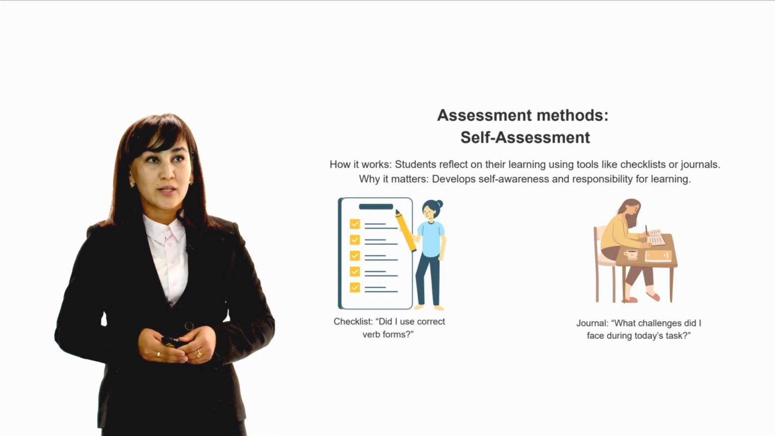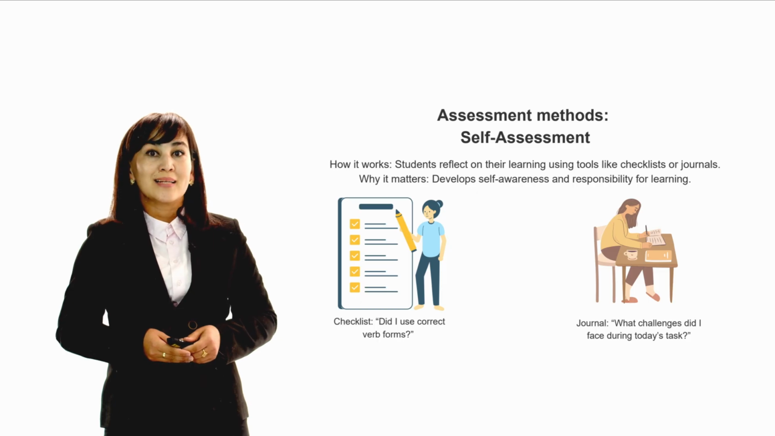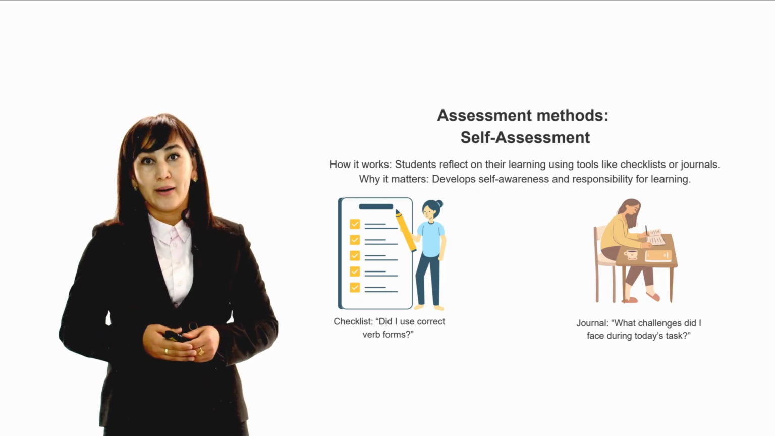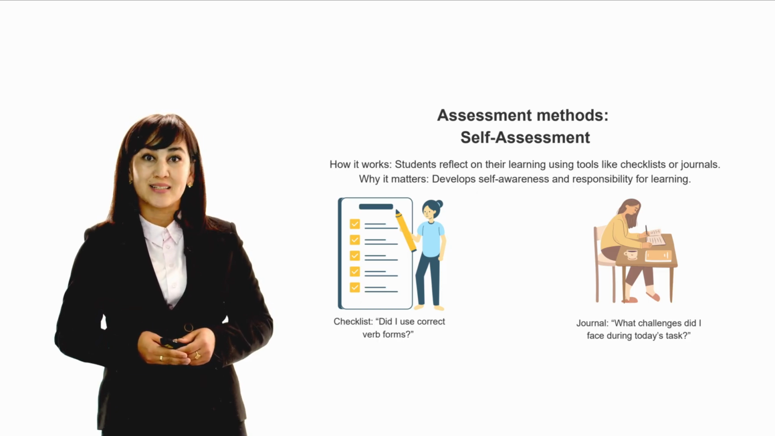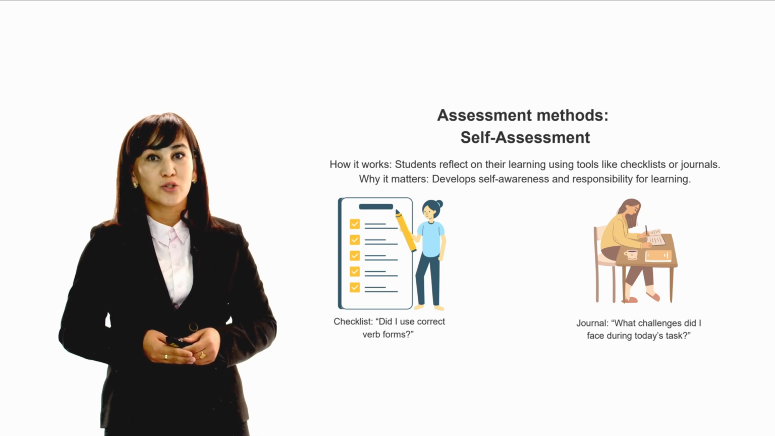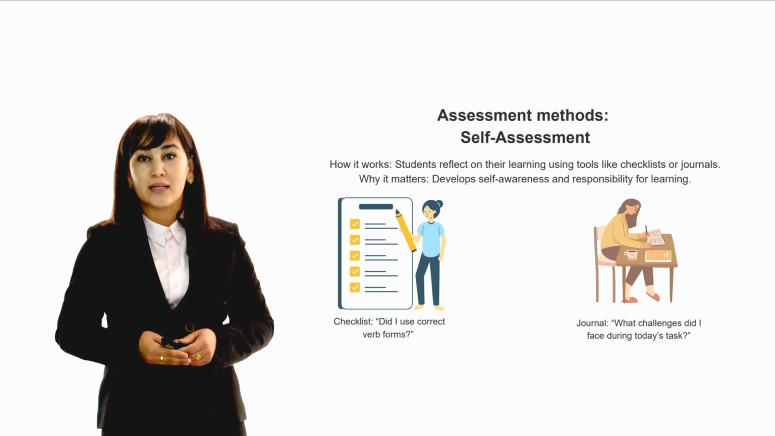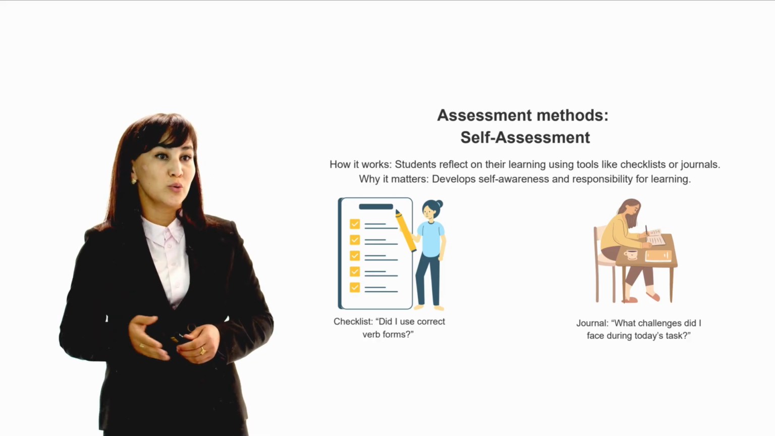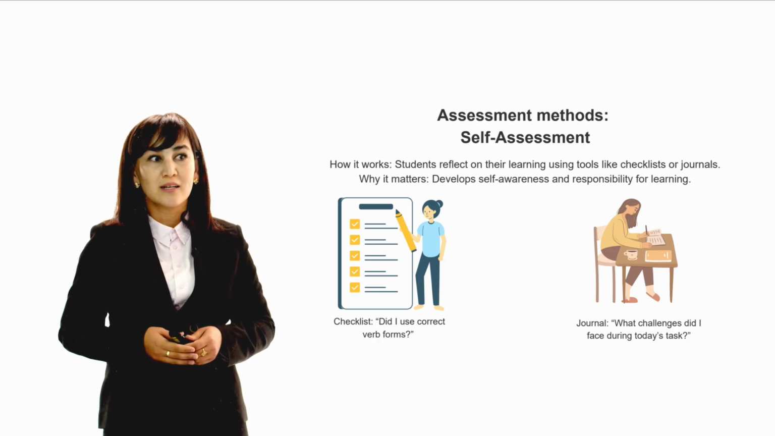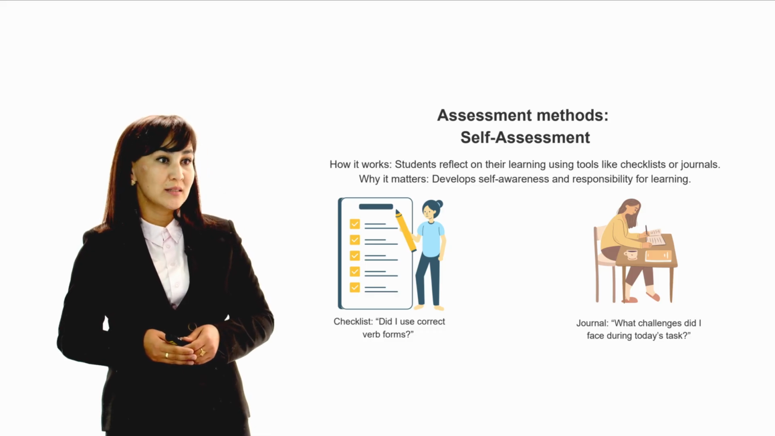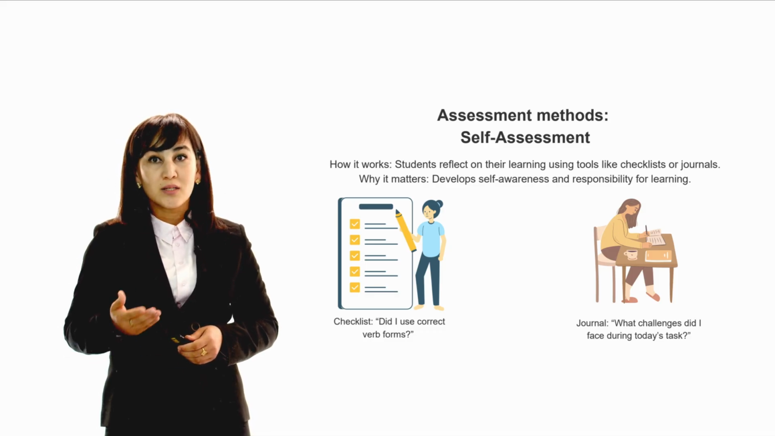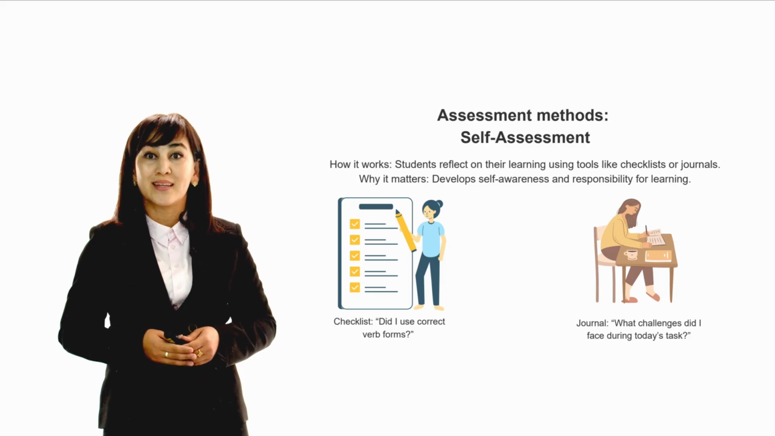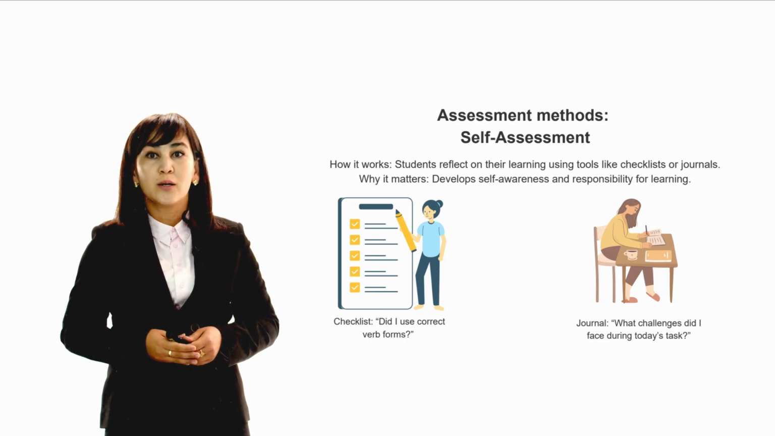So now let's turn to self-assessment. Assessment is not only done by the teacher, but we may have self-assessment as well. It helps students develop self-awareness, and we can use several tools here, like checklists and journals. Checklists, here we can have some questions like, did I use correct verb forms? Or in journals, we may have some questions like, what challenge did I face during today's task? By answering these questions, students can identify their gaps and they can work on their weaknesses as well.